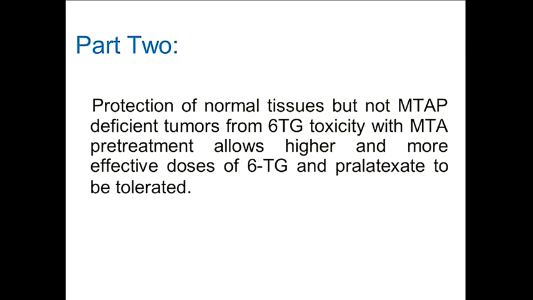Part 2 of this presentation is, can we protect normal tissues, but not MTAP-deficient tumors, from 6-thioguanine with methylthioadenosine pretreatment to allow higher and more effective doses of 6-thioguanine and pralatrexate to be administered? And this idea was generated by our colleague Martin Lubin, who's in the audience today.